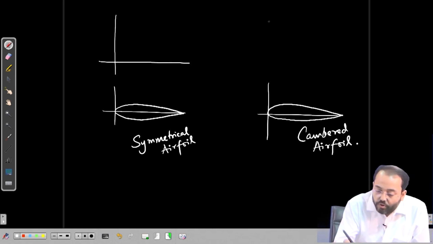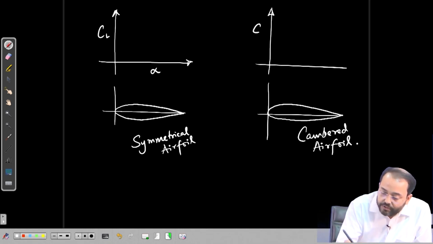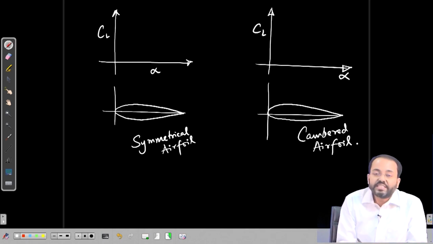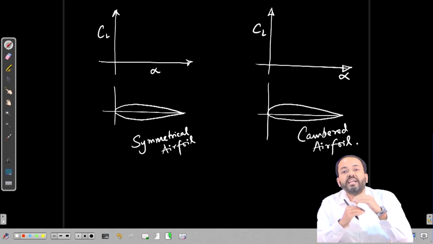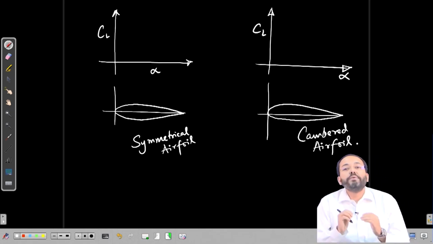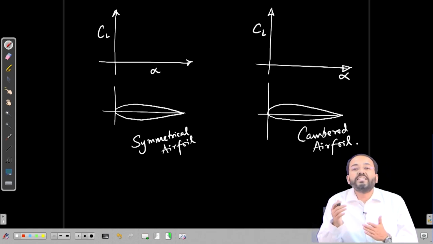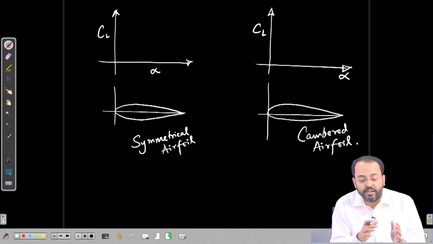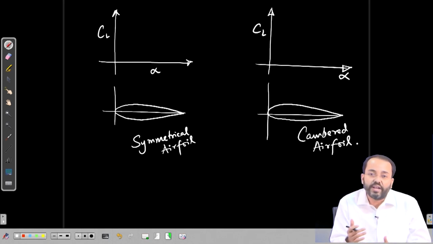If we draw the lift coefficient curve, CL as a function of alpha, for each of them: for the symmetric foil, the pressure and suction sides, or the top and bottom surfaces, are evenly spaced with respect to the chord line. So when the angle of attack is 0, a symmetrical foil will not generate any lift. On the other hand, for a cambered foil, as we discussed earlier, because of the camber even at 0 angle of attack there will be a circulation around the foil. We will discuss the concept of circulation soon. In that case, lift will be generated even at 0 angle of attack.